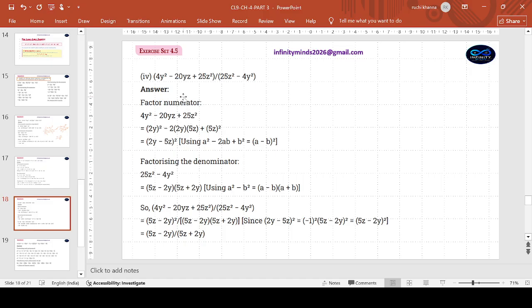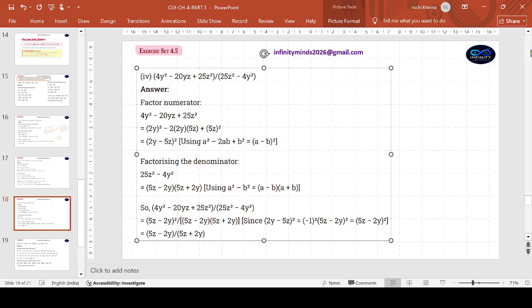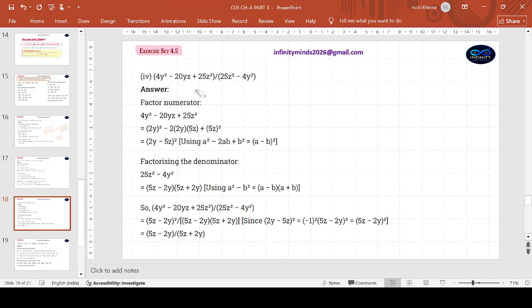Going to the next, the fourth one. Your main task is to look and see which form of the identity. Square value, square value, so chances are for the (a minus b) whole square identity. Okay, this is easy for you. (2y) whole square plus (5z) whole square minus twice of 2y times 5z is (2y minus 5z) whole square. a square minus b square: (5z minus 2y) whole square. (5z minus 2y)(5z plus 2y), (2y minus 5z).